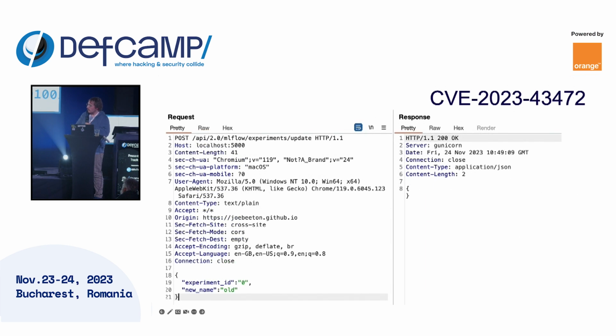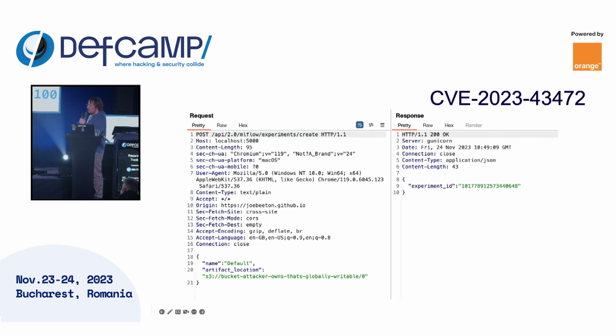If you take a look, we've renamed the experiment with ID 0 to old. Then we're creating a new default, and we're giving an artifact location of an S3 bucket that you control. It has to be globally writable because they won't have the credentials to access it otherwise. But you do that, you can then essentially start controlling where that data goes. You have access to their data, the machine learning model and training data, and other stuff.